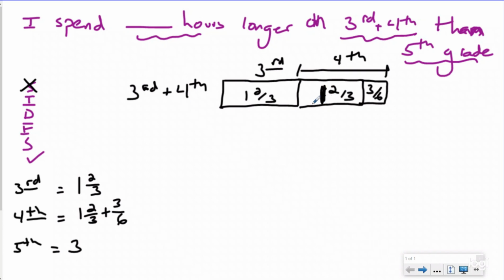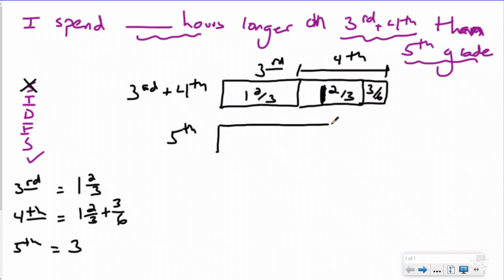I read that correctly. You could have also done an additive comparison model here as well, and a lot of people might have done that, and that's perfectly fine. I just added them together because I knew at the end I was going to be comparing them to 5th. And then I know that this is going to actually be a little bit longer than 5th because the question asked me how much longer did I spend on 3rd and 4th grade than 5th grade.